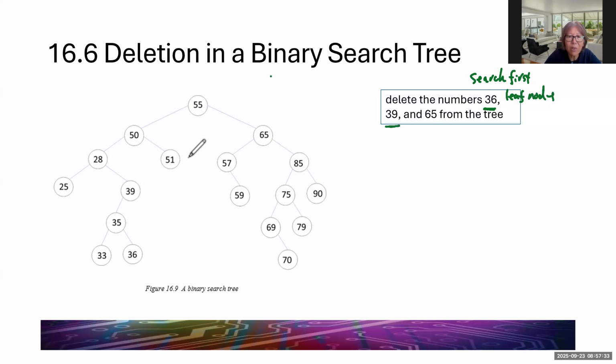Then let's take a look at 39. We first need to compare. 39 is less than, go to the left. Less than, go to the left. Compare with 28, greater than. Okay, so we find 39. But it's not a leaf. For this 39, you check the right subtree is null. So this is the single child node case.